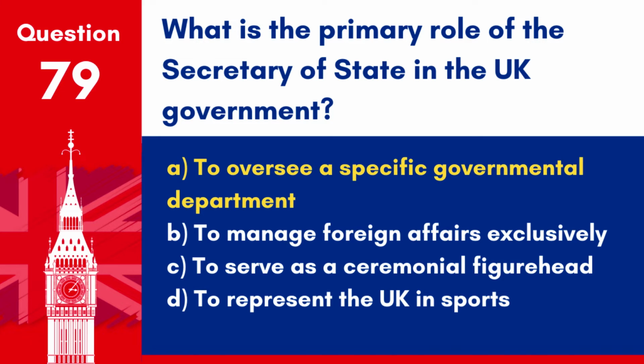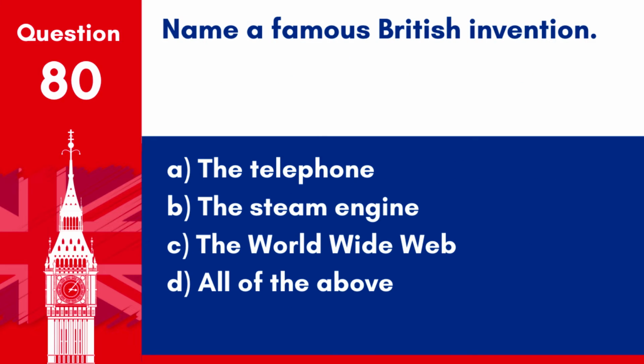Answer: A. To oversee a specific governmental department. A Secretary of State in the UK government is responsible for the operation and administration of a specific governmental department. Question 80. Name a famous British invention. A. The telephone. B. The steam engine. C. The World Wide Web. D. All of the above.